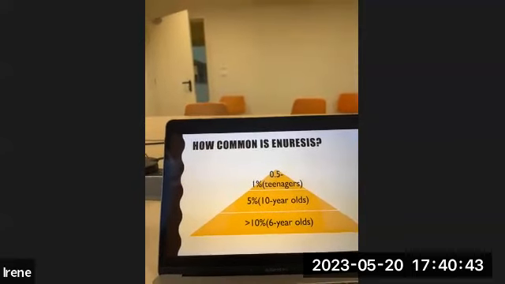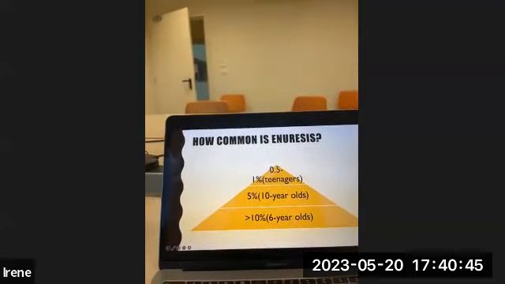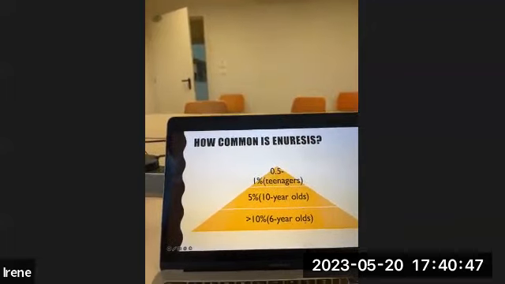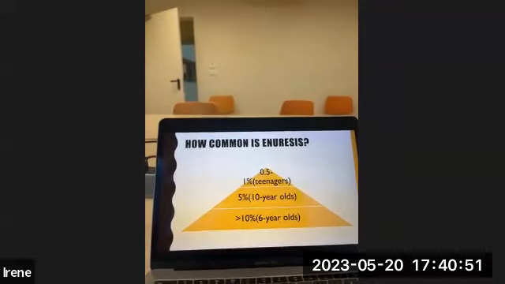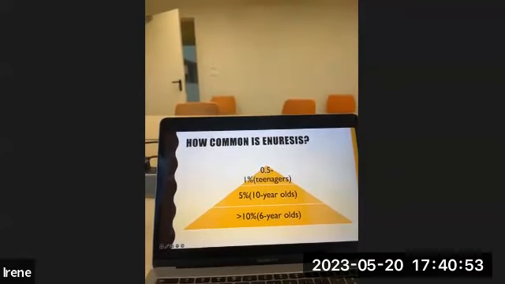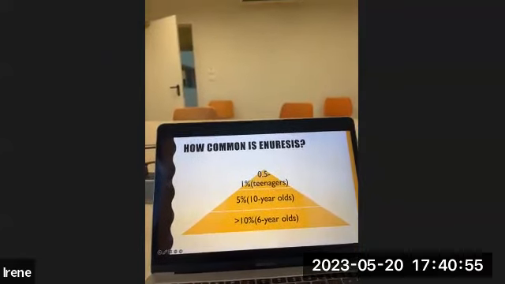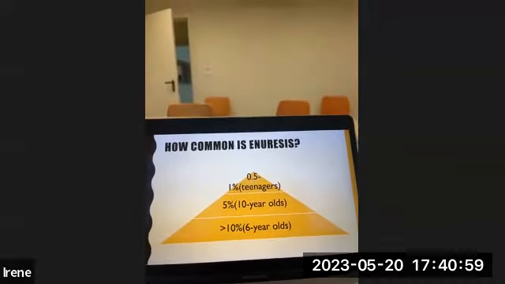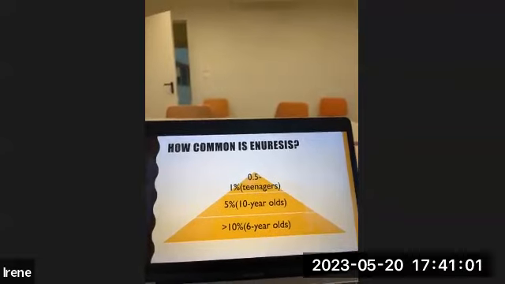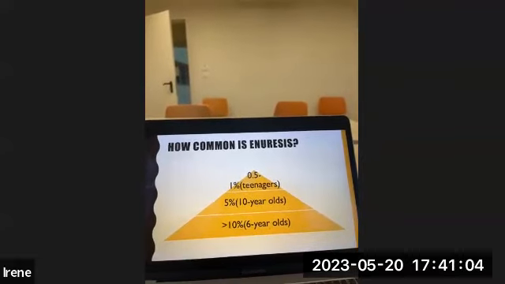When we take children who are 6 years of age and below, around 6 years, about 10% of them would wet when they sleep. We realize that you can see from the pyramid here that as they grow older, the proportion or the prevalence becomes smaller. So it's typically a problem of younger children.